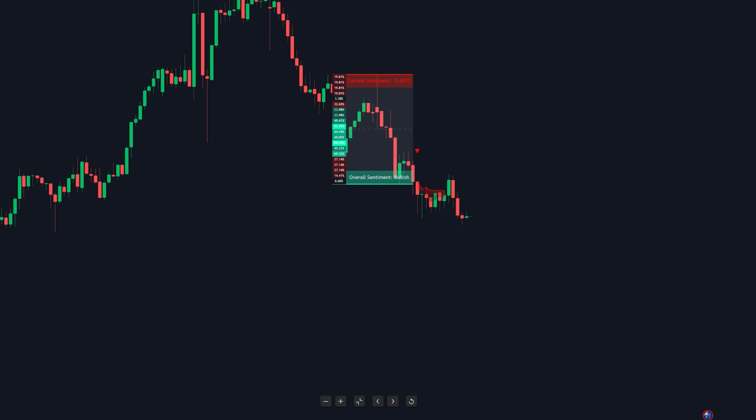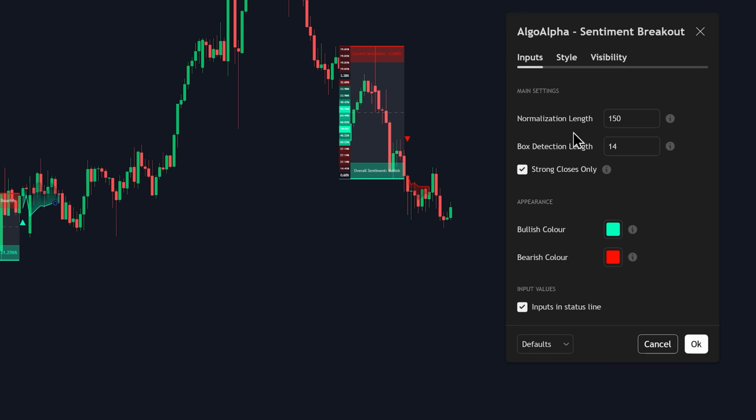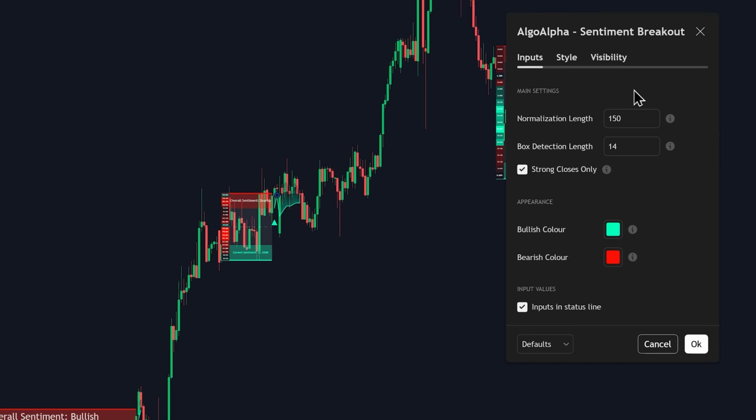Third, match the normalization length to the session. During highly volatile windows, crypto open, equity cash open, shorter settings react faster and boxes refresh sooner. During slow grinds, longer settings keep you from overtrading noise. These tweaks line up with how the script is designed to be used in fast versus smooth regimes.